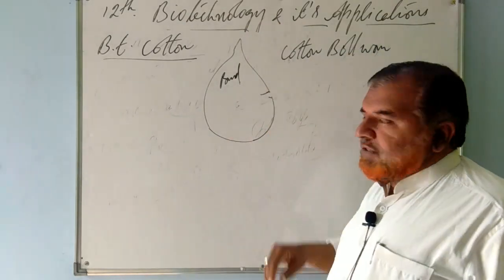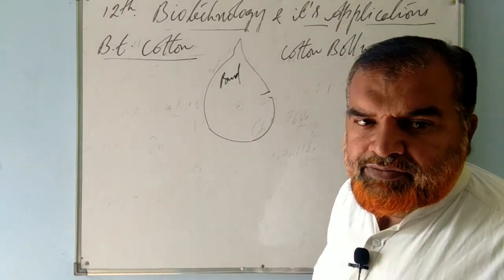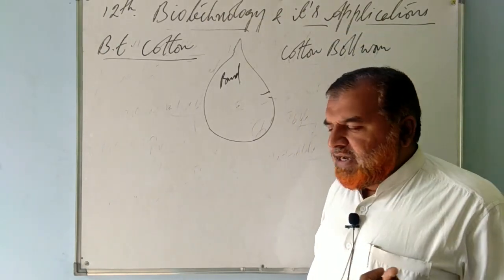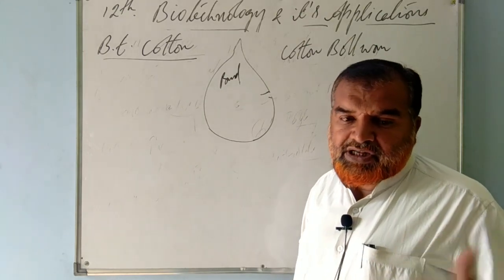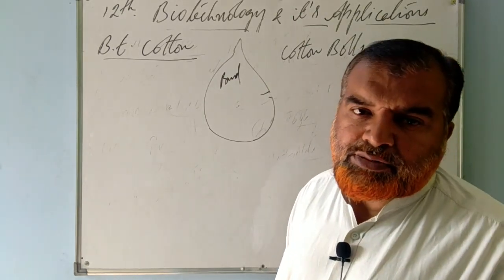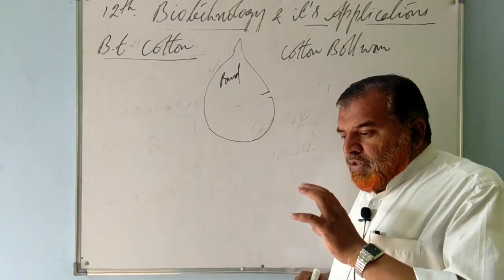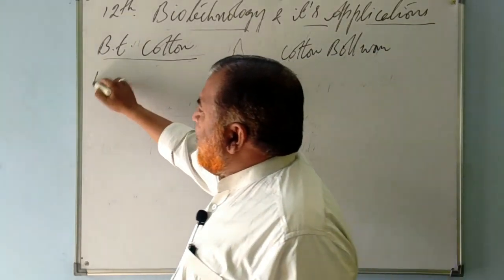So to overcome this, since cotton is a very useful commodity as far as our economy and the textile industry are concerned, and many other places, we use cotton in surgery also, in pharmaceuticals, in medicine, in hospitals, everywhere, in most of the places we use cotton. So to retain this, how to overcome this problem, what is the thought? Why can't we make a transgenic plant?